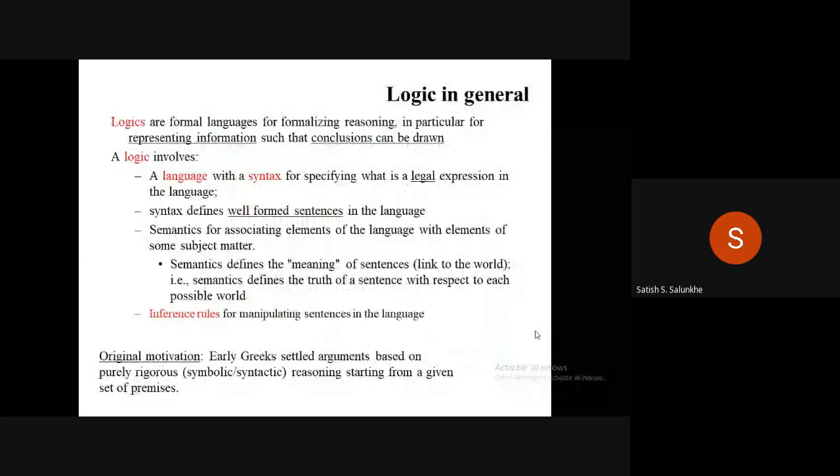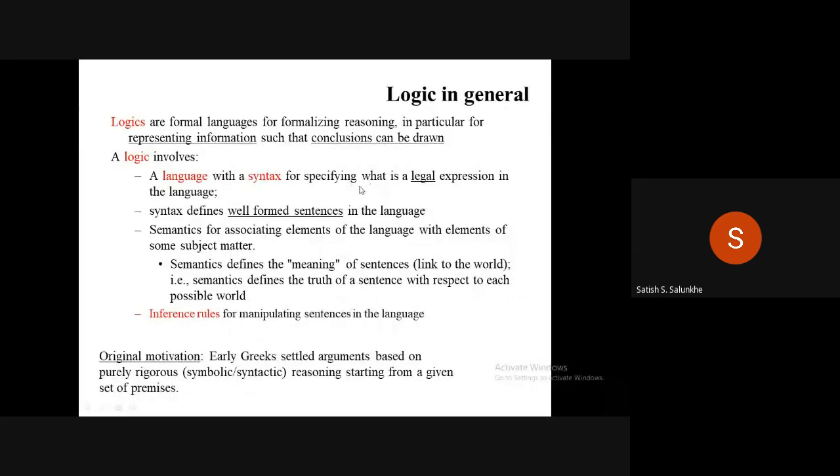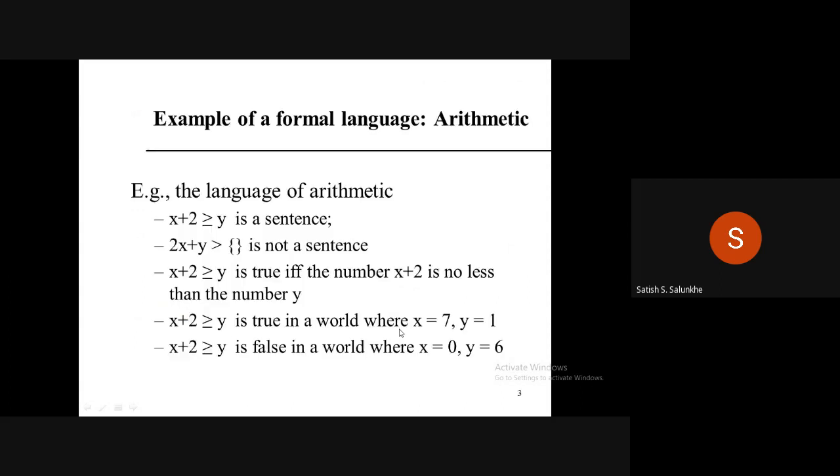So let us try to understand what is first of all logic. Logics are formal languages for formalizing reasoning, in particular for representing information so that conclusions can be drawn. A logic involves a language with a syntax for specifying what is a legal expression in the language. Syntax defines well-formed sentences in the language, and semantics associates elements of the language with the elements of some subject matter. So semantics defines the meaning of the sentences. And there are certain inference rules for manipulating sentences in the language.